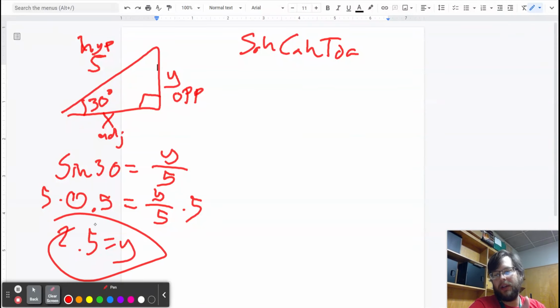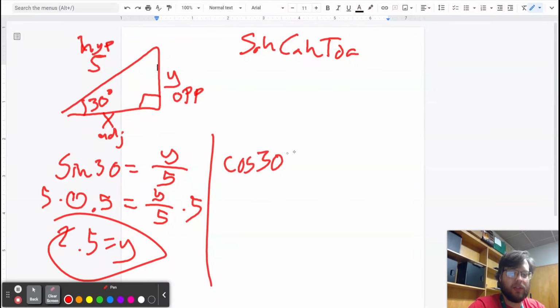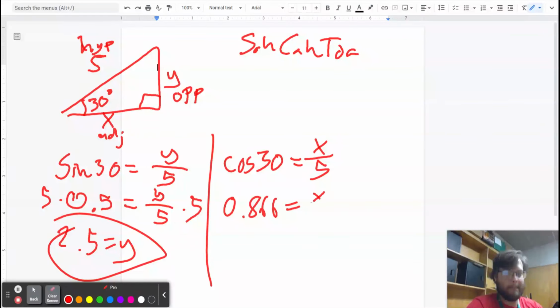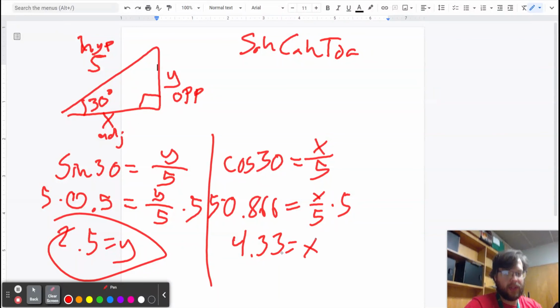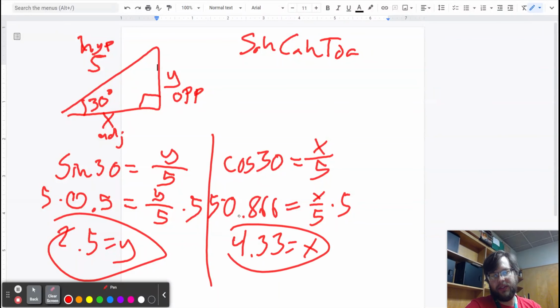Now you've got two sides of the right triangle, so you could do a squared plus b squared equals c squared to find the other side, or you could use cosine, because cosine is going to be the adjacent side over the hypotenuse. So I'll do the same thing. I'll go 30, and I'll hit cosine. So that gives me 0.866, and then times 5 to get rid of divide by 5, and I get 4.33. And that's the x value. You can always double check that your two sides work with the Pythagorean theorem.